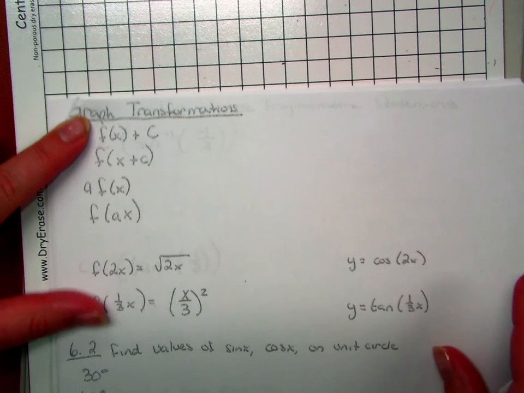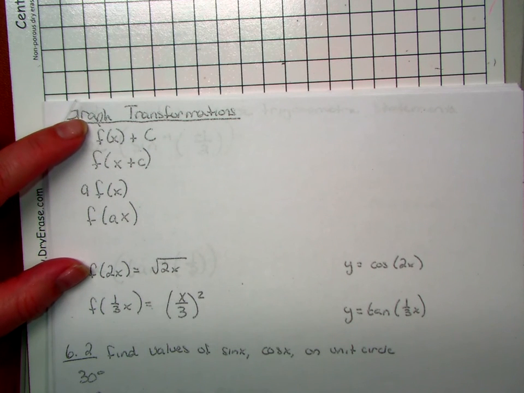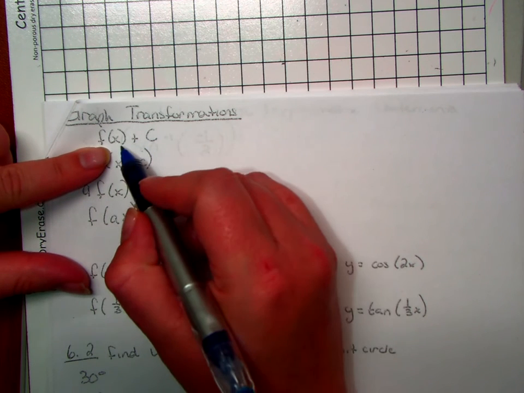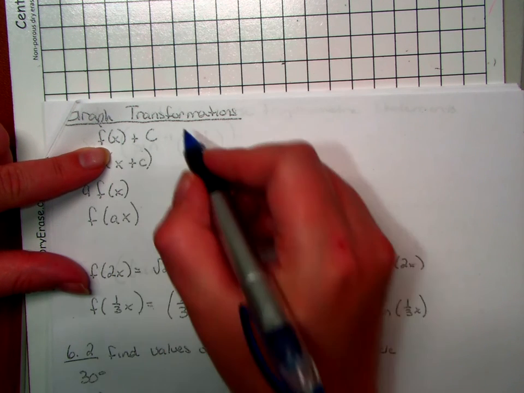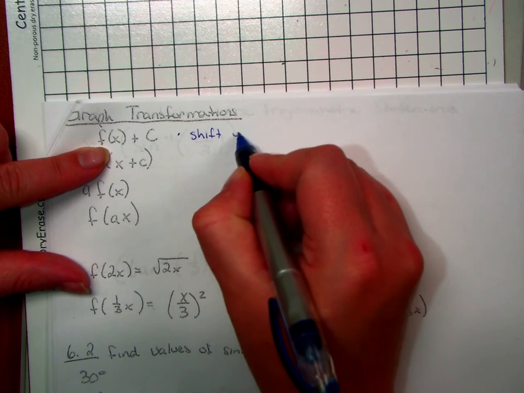In the graph transformations, I'm going to give you a function and I'm going to ask you what certain numbers do. Is it a shift up or down? Is it a shift left or right? Is it a vertical stretch or a compression, horizontal stretch or compression? So try and remember those graph transformations. If we had a function and we added a constant to it, this would be a shift up C units.